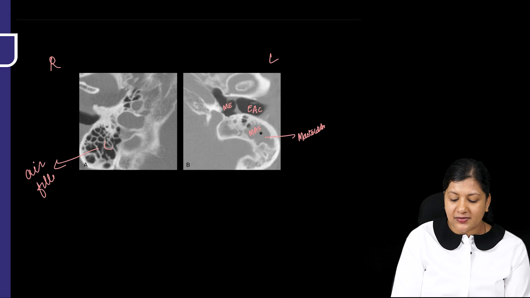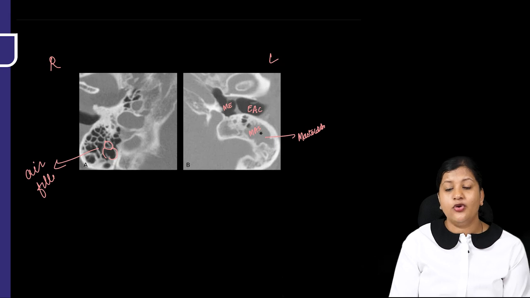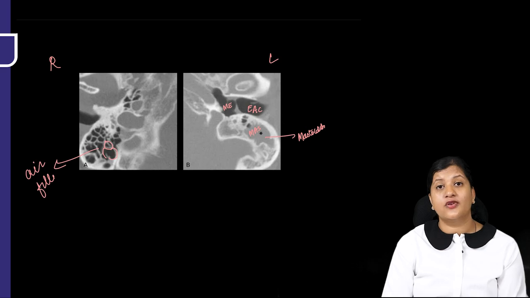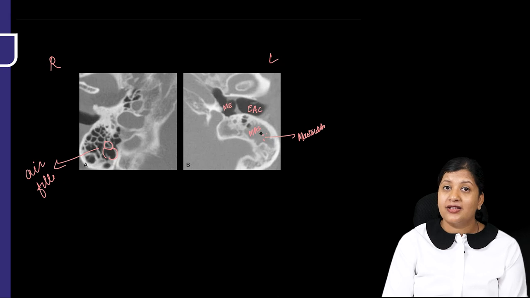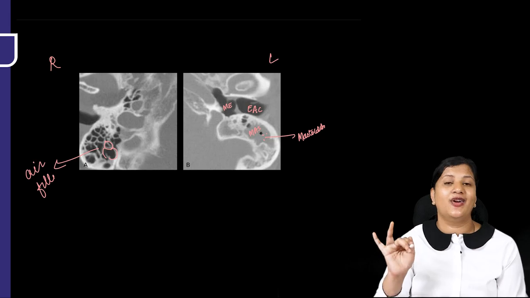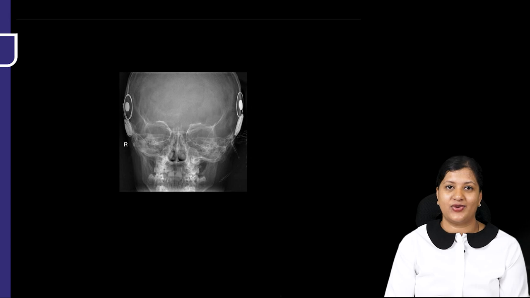Normally you see there is some septation between one air cell and another air cell. But do you see, is there septation or loss of septation? There is loss of septation in the mastoid air cells over here. So mastoiditis will present radiologically with haziness of the mastoid and loss of septation. These are the features that you will see in mastoiditis.